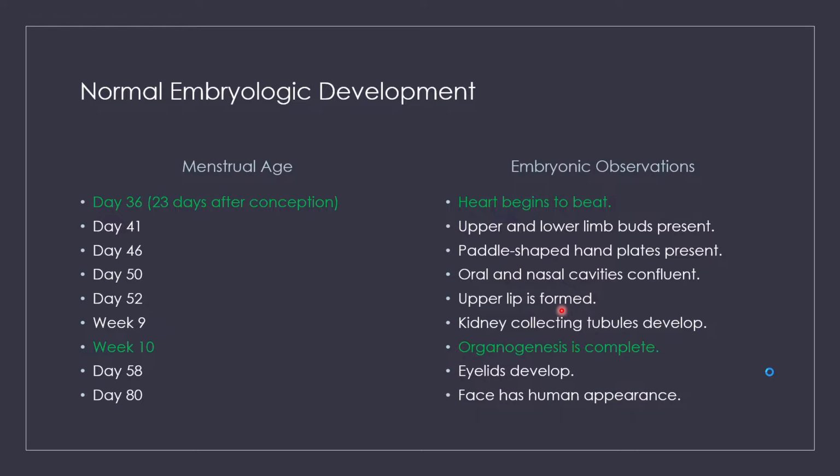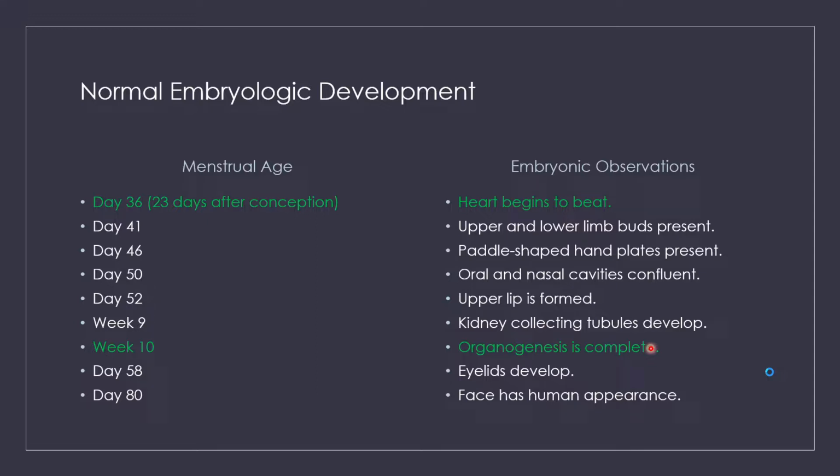So here's some normal embryologic development. One thing that I really think hits home with everybody to understand how quickly we all develop in utero is that the heart begins to beat 23 days after conception or after fertilization, okay? So usually before the patient even knows they're pregnant, the baby already has a heartbeat, okay?